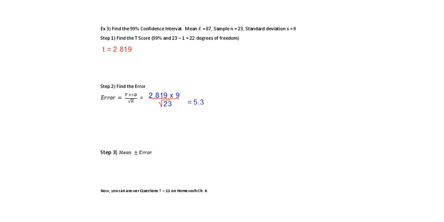And now the last step, we can do mean minus error and mean plus error. So let's see what we get. So the mean was 87. So 87 minus 5.3 is equal to 81.7. Then 87 plus 5.3 is equal to 92.3. So our confidence interval is going to be from 81.7 to 92.3.